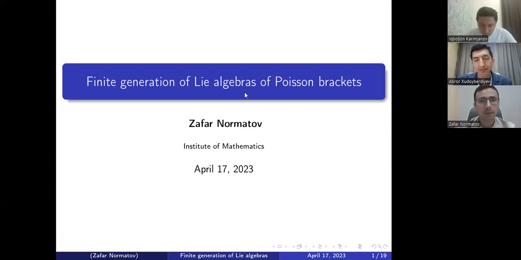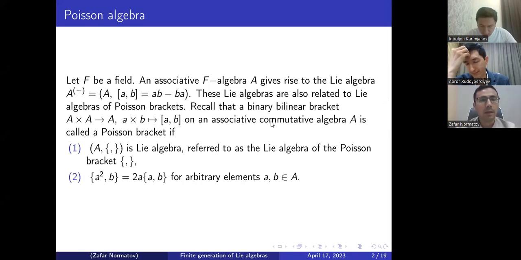So the topic is the finite generation of Lie algebras of Poisson brackets. Let F be a field. An associative F-algebra A gives rise to the Lie algebra, just taking the commutator as the operation. This Lie algebra also relates to Lie algebras of Poisson brackets.